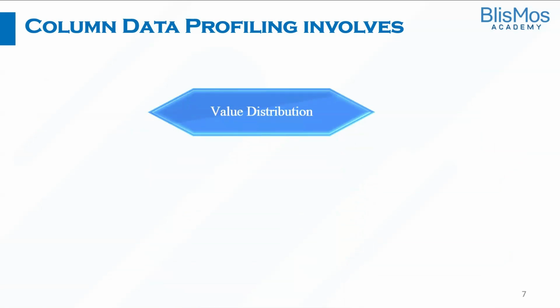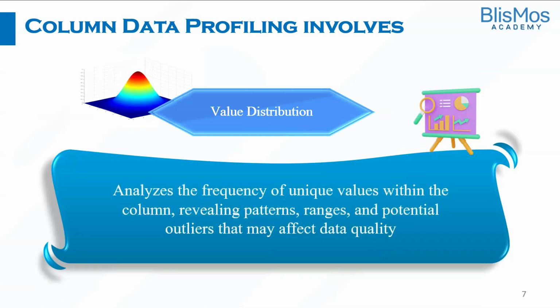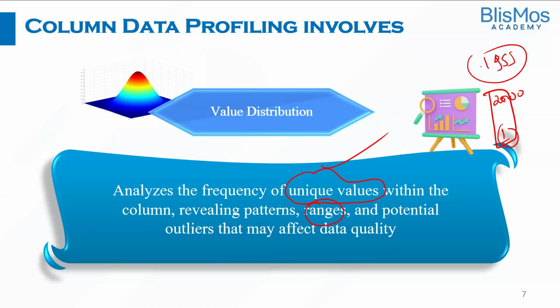Value distribution is one of the important aspects of column data profiling. What will we do as a part of the value distribution? We would analyze how many times a particular value is repeated. Means, are there any unique values? What is the range between the values in a particular column? For example, you have 2000 as the highest value and 1 as the lowest value. The range is 1999, right? Like that, we'll identify the range.